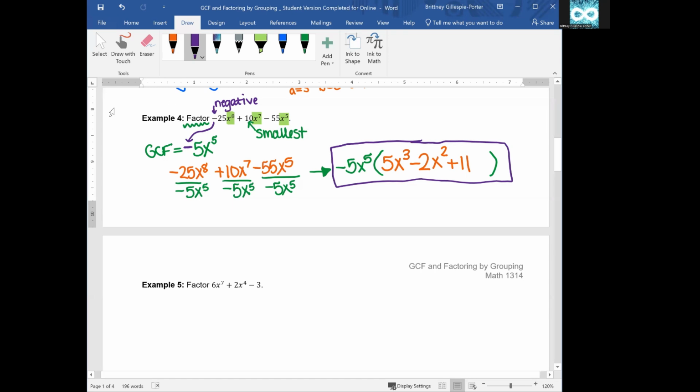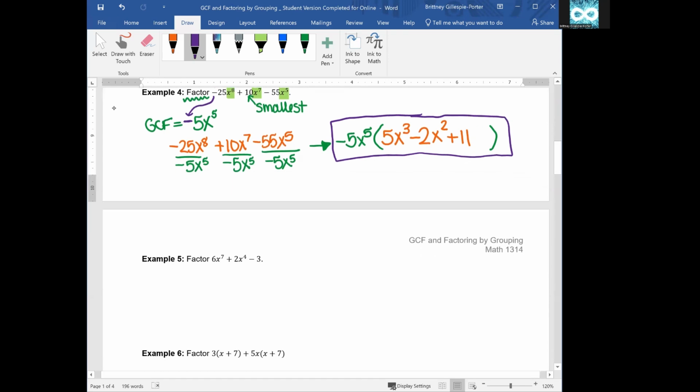Let's try another one like this. Again, we need to factor. We have 6x to the 7th plus 2x to the 4th minus 3. Our smallest number is 2. 6 is divisible by 2. Cool. 2 is divisible by 2. But 3 is not divisible by 2.